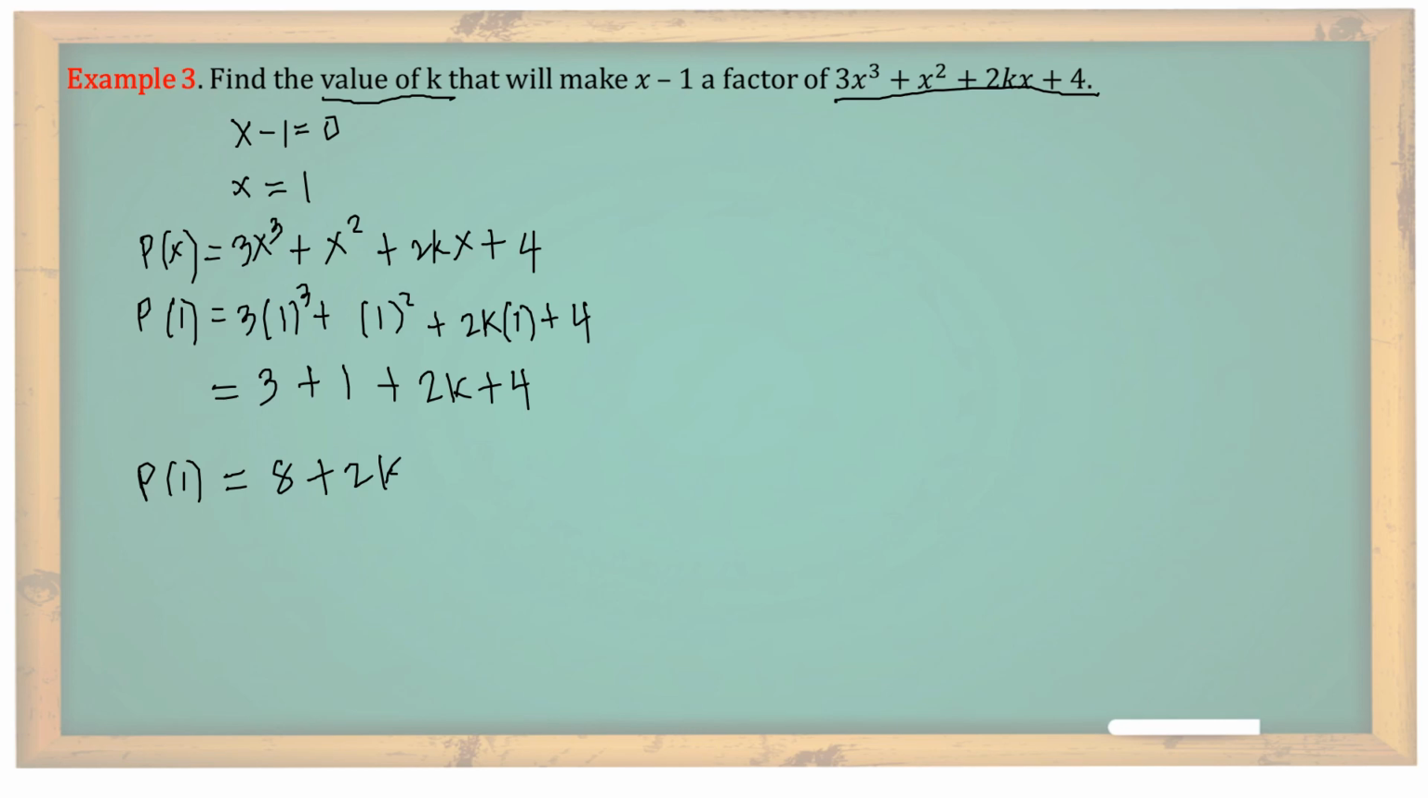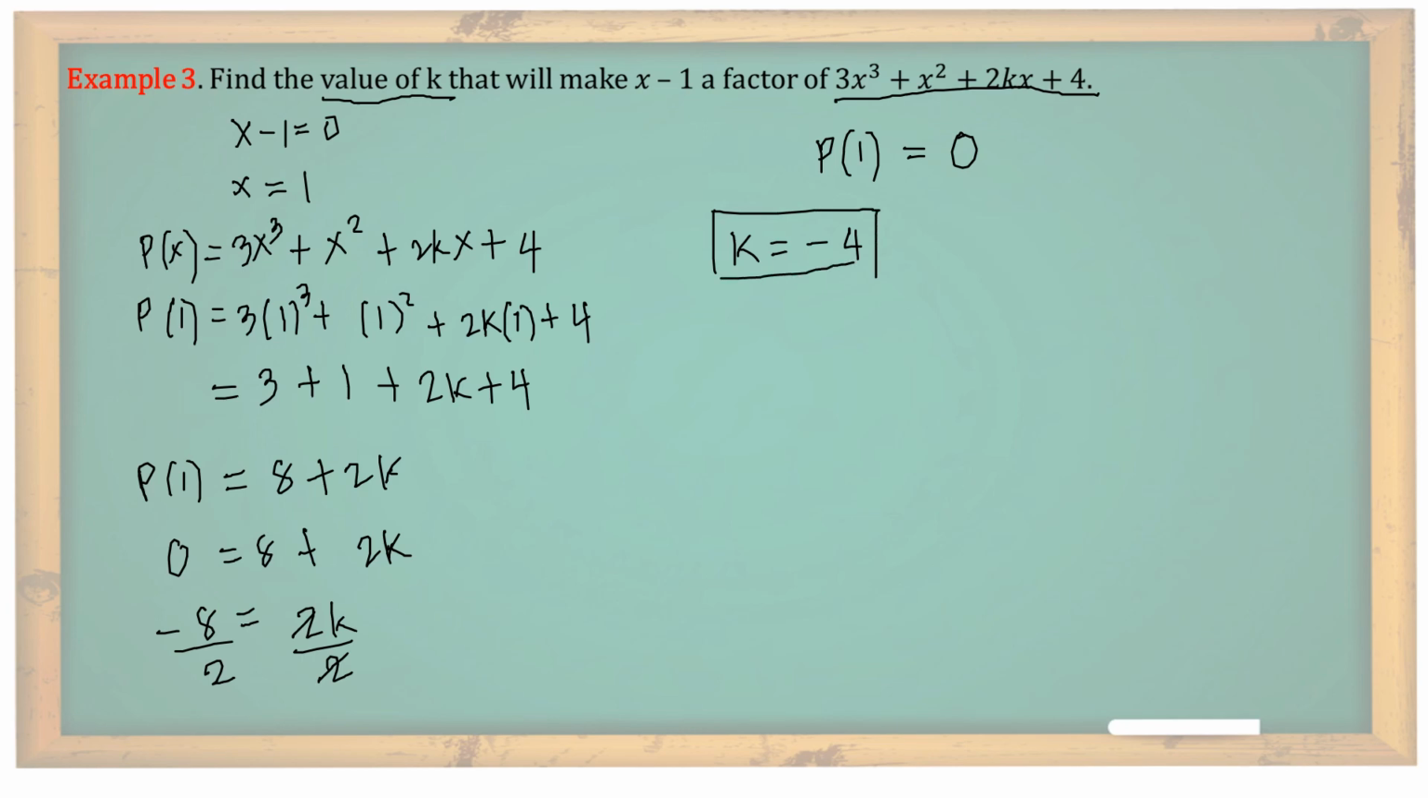I-equate natin itong P of 1, 'di ba? Dapat ang result nitong P of 1 is equal to 0. So itong P of 1, palitan natin siya ng 0. So 8 plus 2k. Then ilipat natin itong 8 dito sa left hand side. So yan ay magiging negative 8 equals 2k. Divide both sides by 2. So k is equal to negative 4. So the value of k is negative 4.